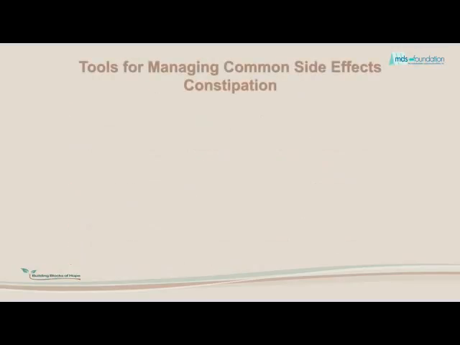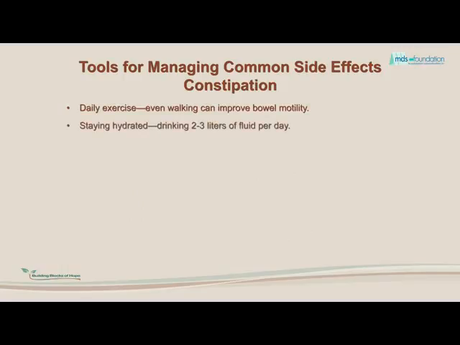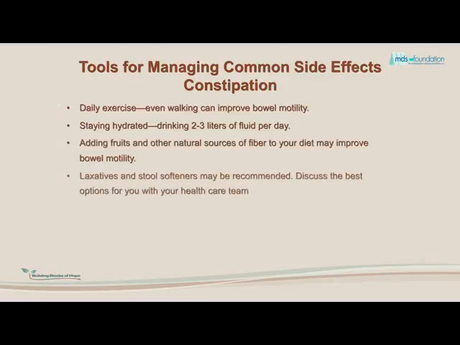Let's now talk about constipation. Things you can do to avoid or treat constipation include maintaining a daily exercise program. Even walking can improve bowel motility. Stay hydrated. Again, drinking 2 to 3 liters of fluid per day is recommended. Add fruits and other natural sources of fiber to your diet. Laxatives and stool softeners may be recommended. Discuss the best options for you with your healthcare team.